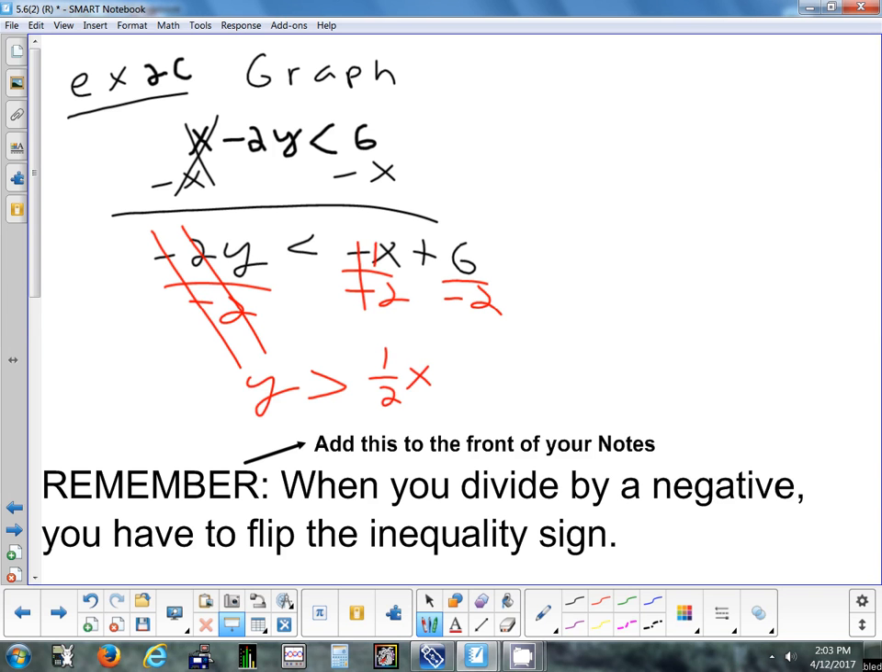When I have a fraction with x, I like to put my x next to the fraction rather than just in the top. And then 6 divided by -2. -3. Okay, so not only when you divide by a negative, you're going to be careful with your arithmetic, but you have to remember to flip that sign.